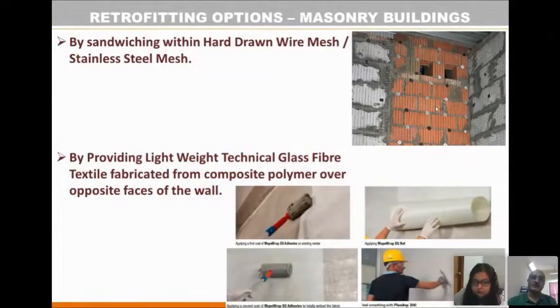And then you need to ensure that the connection or bonding between the existing element and the new element, the new concrete, is assured. For that purpose, you need to provide the additional bond coat and bonding agent before application of any shotcrete element.